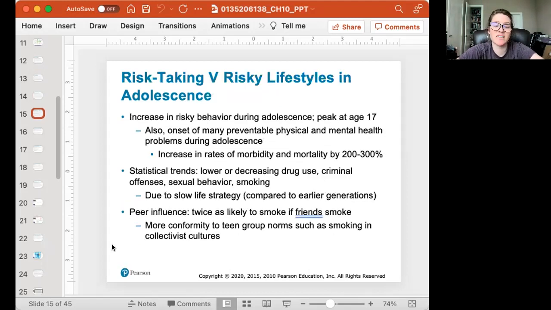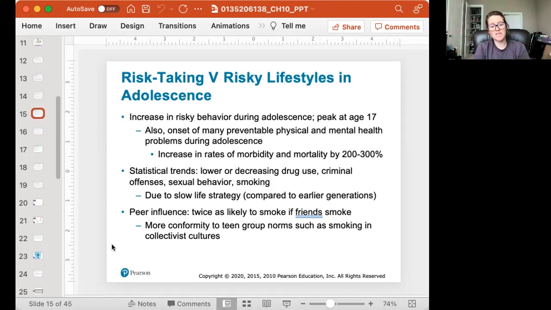Risk-taking versus risky lifestyles in adolescence. There's an increase in risky behavior during adolescence that peaks at age 17. Also, the onset of many preventable physical and mental health problems occurs during adolescence. This increases the rate of morbidity and mortality by 200 to 300%. Statistical trends show lower or decreasing drug use, criminal offenses, sexual behavior, and smoking due to a slow life strategy compared to earlier generations. Peer influence contributes to smoking occurring twice as much if friends are smokers.